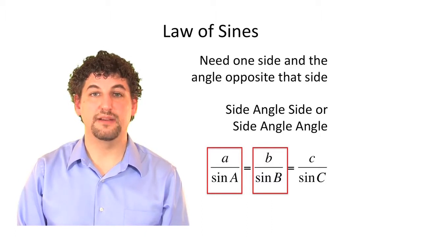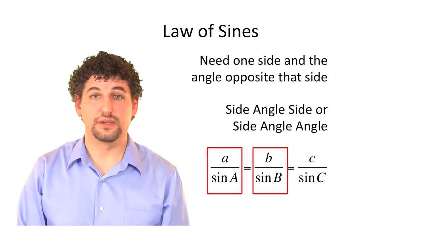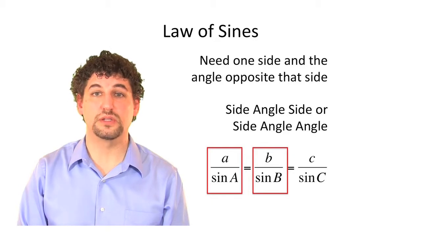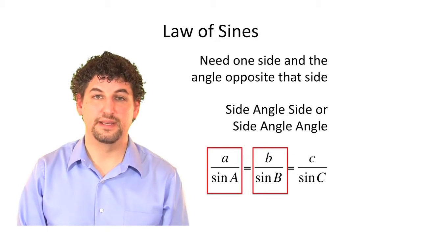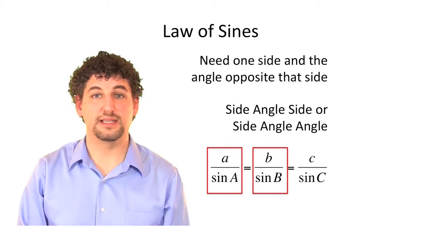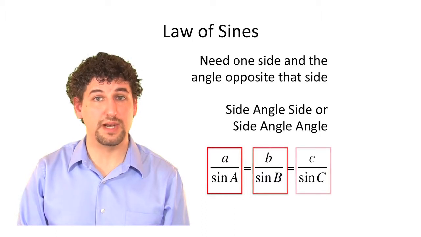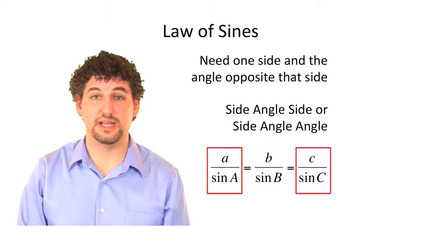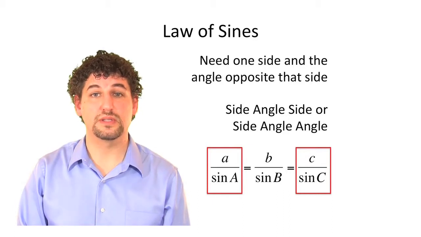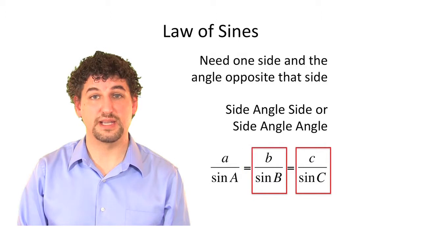Alternatively, you could have an angle and a side, and then you could have another angle. So if you have two angles and a side, that could also work. You can also use the law of sines in this situation. Now, there are different combinations that you can use with the law of sines. You can have a over sine A equal to b over sine B, but you could also have a over sine A equal to c over sine C. You could also use this formula as b over sine B equals c over sine C.